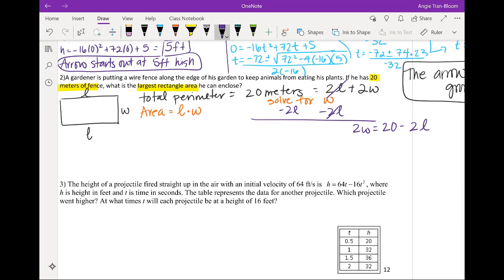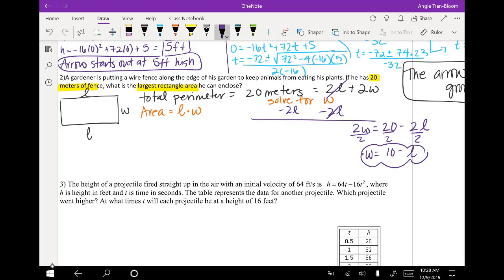Divide each and every term by 2. Remember, solving for a particular variable means you have to isolate it. Nothing else can be with it. So 2, 2, and 2. 1W is equivalent to 10 minus 1L. You're right. Well, guess what we're going to do with that? Plug it in. You're right.